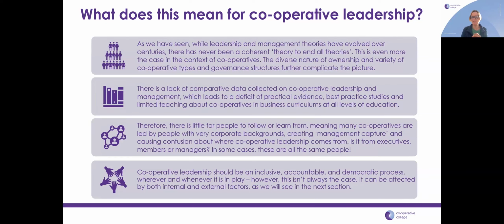But wherever cooperative leadership is coming into play, it should be inclusive, it should be accountable, and there should be democratic processes involved. We do know that this isn't always the case. We could probably draw a spectrum where we can plot different cooperative types or different cooperatives according to how open their democratic processes are, and so on. But there's also a range of other factors affecting cooperative organisations, as we will see later on in the webinar.